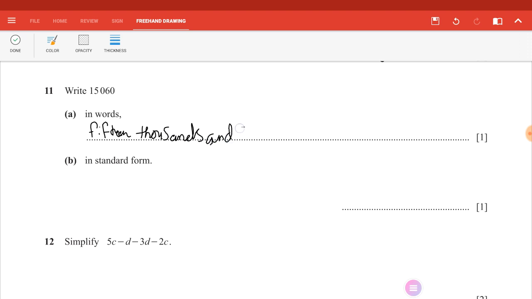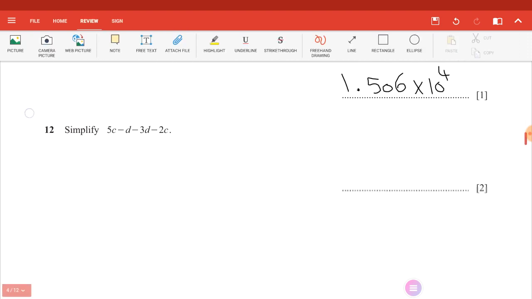And 60. In standard form, so you will move this point 1, 2, 3, 4 to be 1.506 multiplied by 10 to the power 4. Simplify.